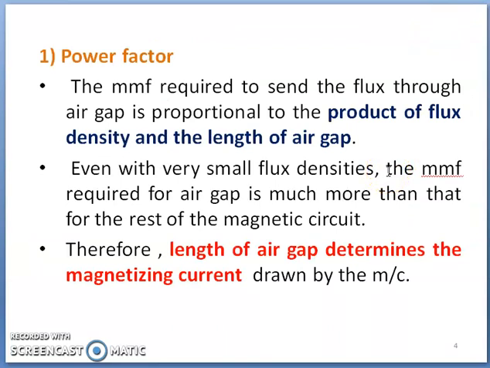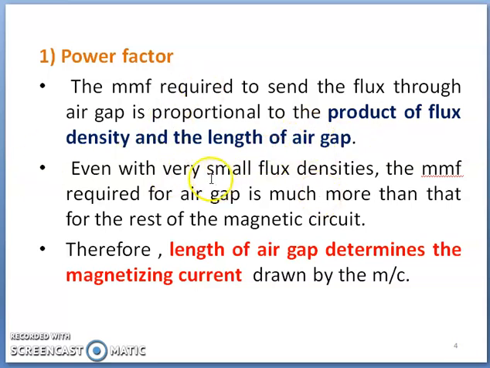Coming to first factor, that is power factor. You know, magnetic circuit of induction motor is formed by stator, rotor as well as air gap, and MMF is required to circulate flux through both iron part as well as air gap. Hence, MMF required to send the flux through air gap is proportional to product of flux density and the length of air gap. That is, ATg is proportional to Bg and to Lg.